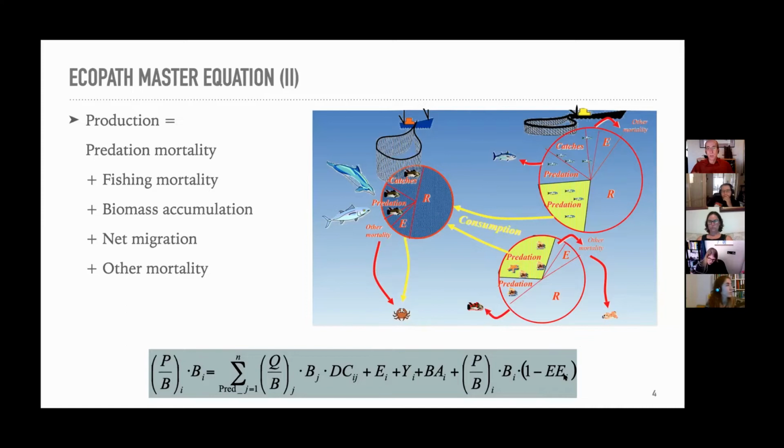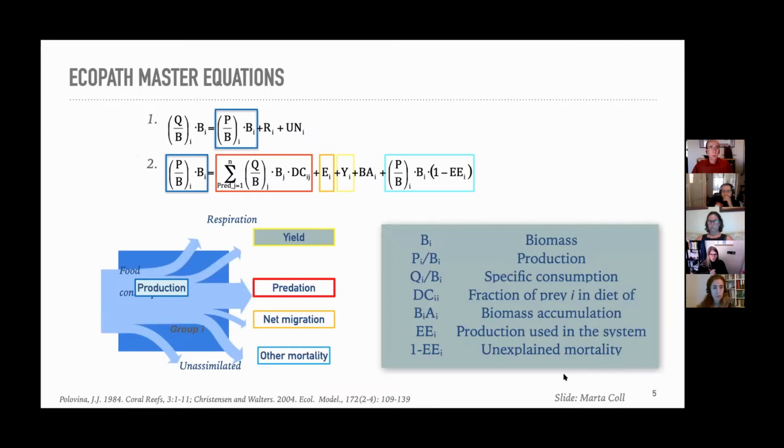We'll get back to that, but this last part is just the other mortality. So that's our two equations. Marta summarized them like this, and I won't mention them again, but again, there are just those two. What happens to consumption? Consumption equals production plus respiration plus unassimilated food. These are the only two equations you have to worry about to get a grasp on Ecopath. So consumption equals production plus respiration plus unassimilated food.